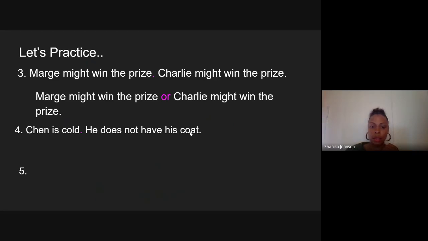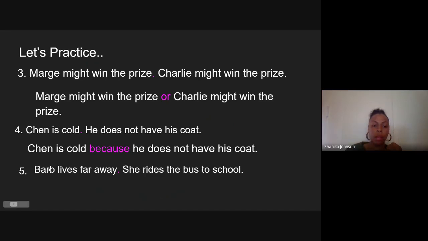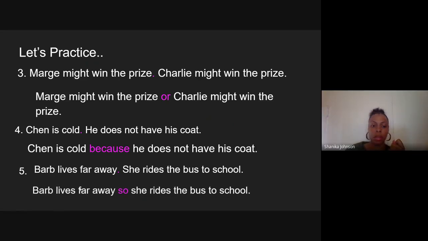Number 4, Chin is cold. He does not have a coat. You could use the word because to join these 2 sentences together. And it would read, Chin is cold because he does not have his coat. Number 5, Barb lives far away. She rides the bus to school. Barb lives far away, so she rides the bus to school.